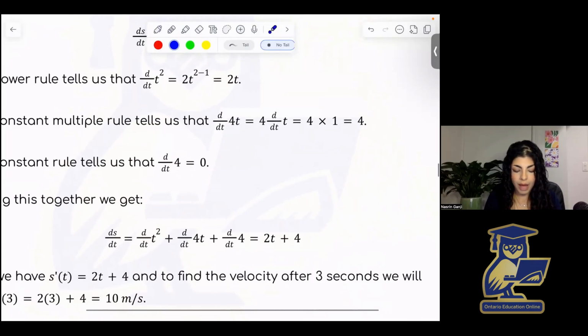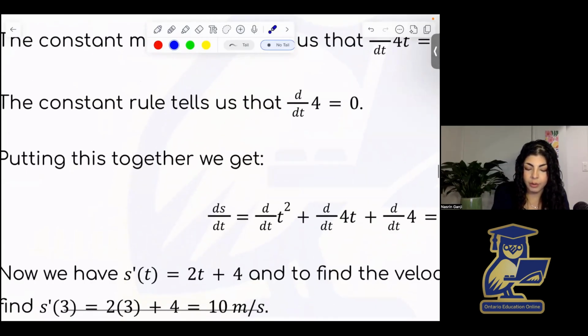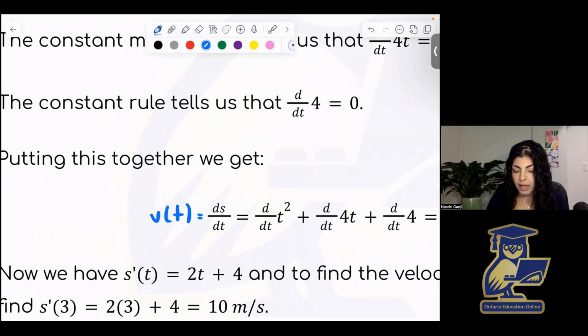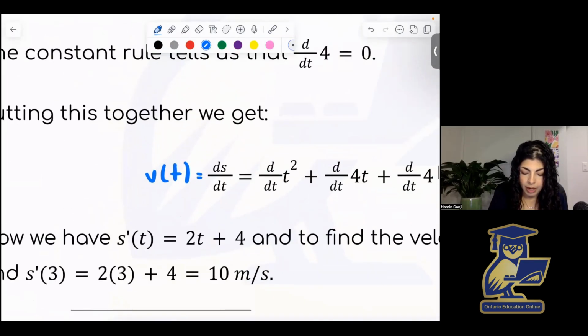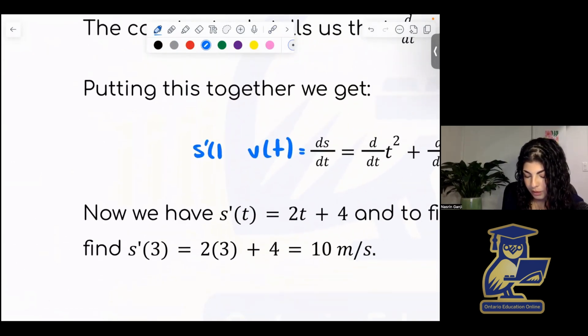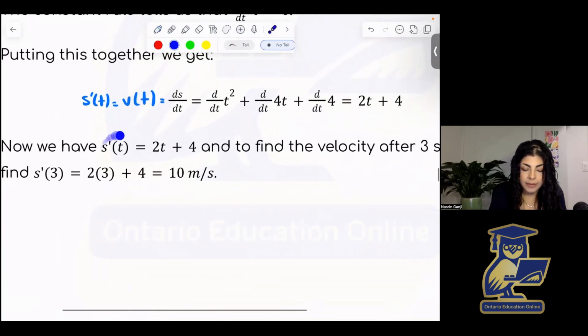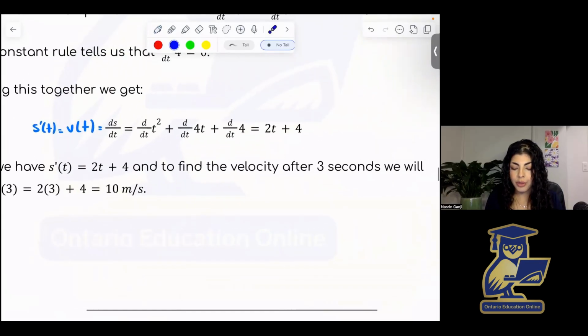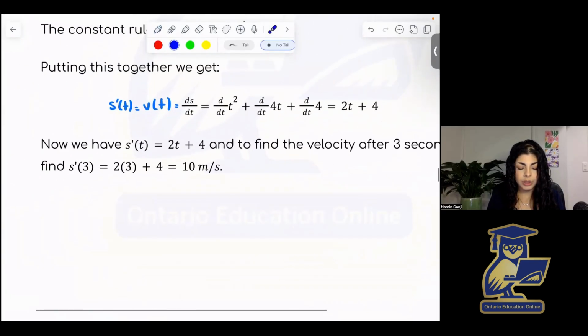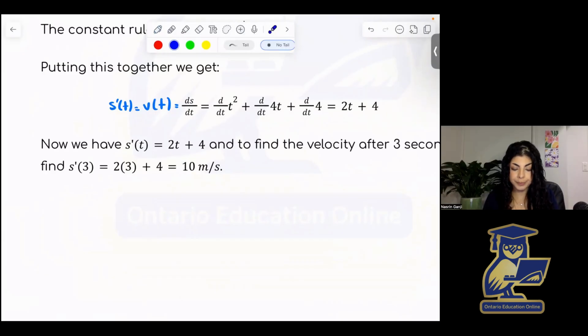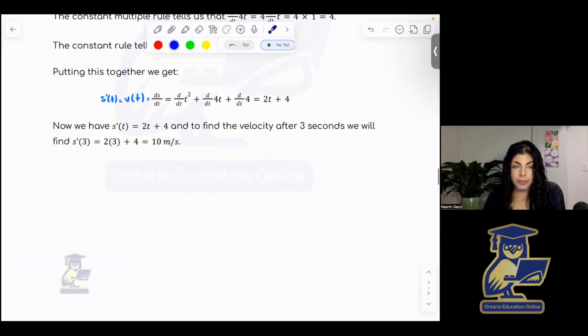And now keep in mind this was velocity, and velocity can be written as v of t or s prime of t. And this is now exactly s prime of t, 2t plus 4, and after 3 seconds, we just substitute to find 2 times 3 plus 4, which is 10 meters per second. And yeah, that's our real life application of derivatives.